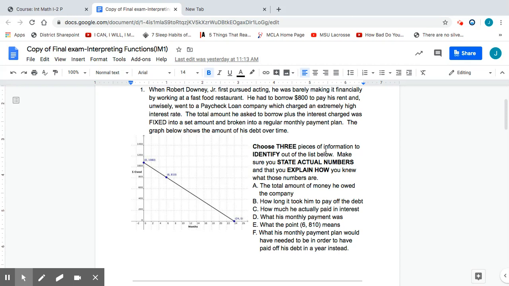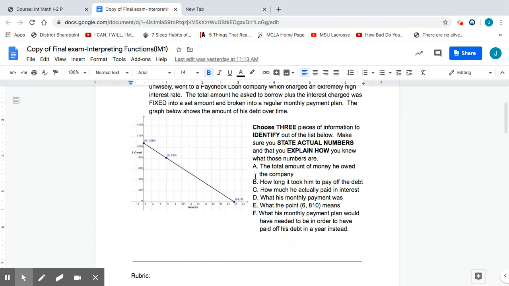It says choose 3 pieces of information to identify out of the list below. Make sure that you state actual numbers and that you explain how you knew what those numbers were. So we have A, B, C, D, E, F, 6 different things. You have to select 3 of them and identify. The first one, the total amount of money he owed the company. Looking at this graph, what was the total amount of money he owed the company? You would answer that and write it down. Letter B, how long did it take him to pay off the debt? Again, referring back to the graph.